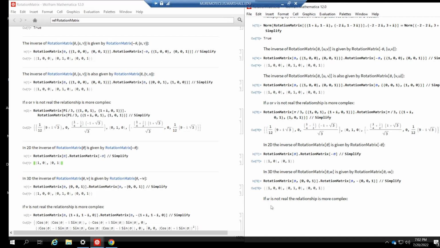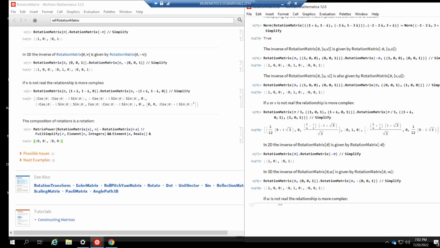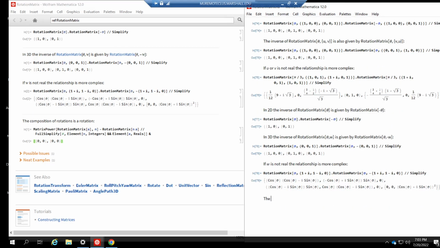Okay. Come on. RotationMatrix[theta, {1 + I, 1 - I, 0}] . RotationMatrix[theta, {-1 + I, 1 - I, 0}]. Simplify.